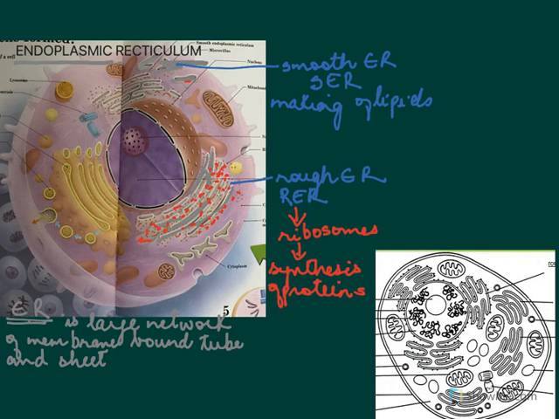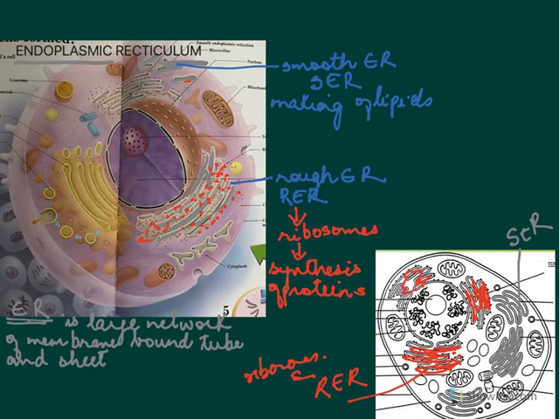Here again in this picture, let us denote the smooth ER, or SER, and the rough ER, or RER, is here. This is the rough ER. And why is it rough? Because it has got these ribosomes. So here we can denote this is the rough ER. This is also the rough ER.